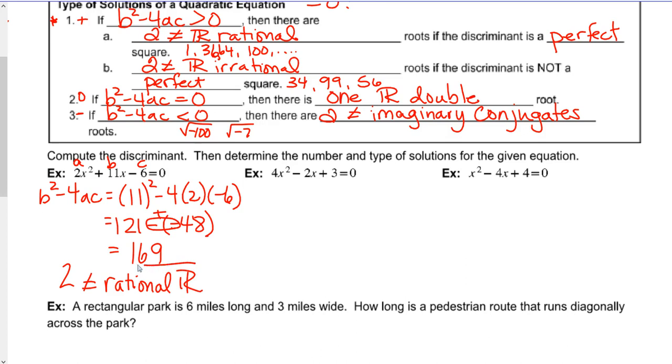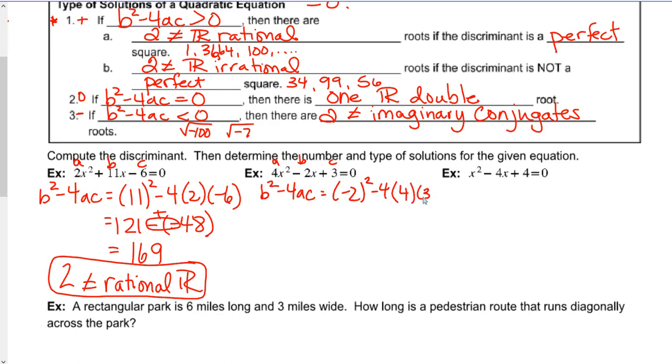If they just want to know what kind of solutions I have, then you don't have to actually find the solution. You just have to tell what kind you have. And again, that's by looking at what b squared minus 4ac is. So let's try this one. b squared minus 4ac is going to be, take this negative 2 and square it, minus 4 times 3.